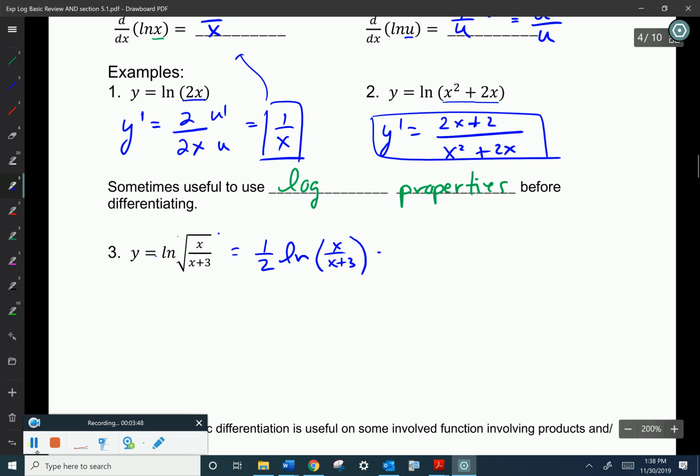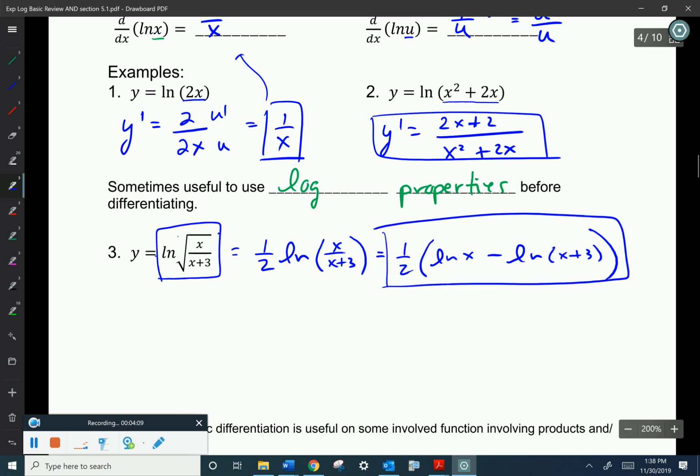But let's say I go further and I leave the 1/2 out in front. And then because this is a fraction, I could do the log of the top minus the log of the bottom. So basically I've just expanded this, right? So that now what I started with is actually the same as all of this, right?